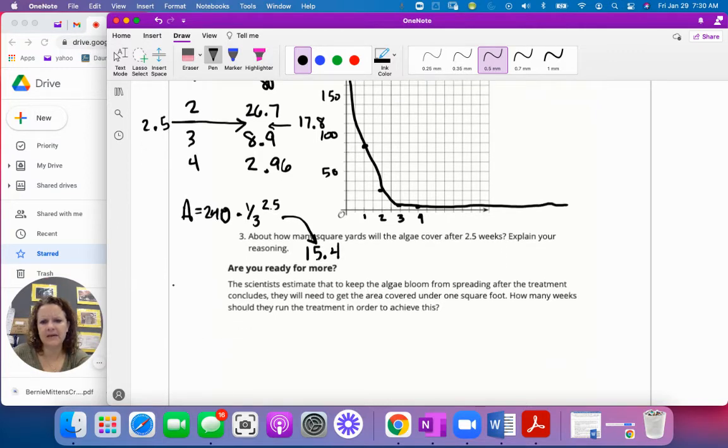The scientists estimate that to keep the algae bloom from spreading after the treatment concludes, they will need to get the area covered under 1 square foot. How many weeks should they run the treatment in order to achieve this?